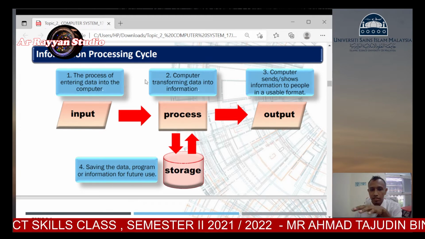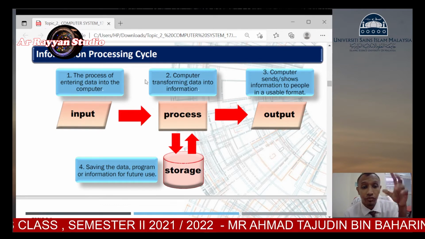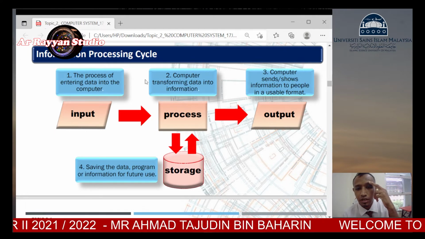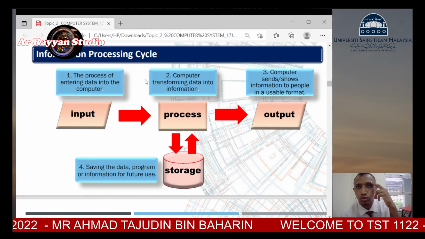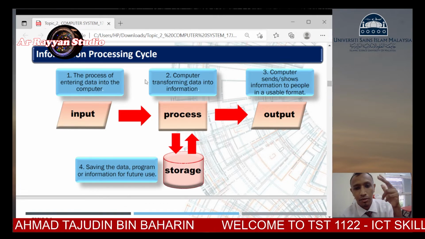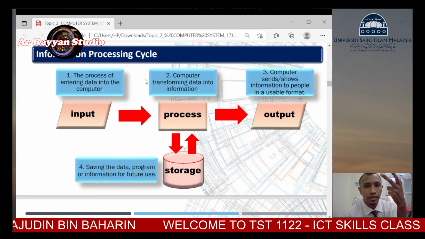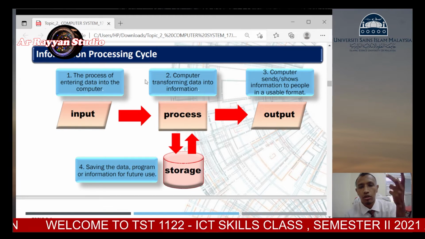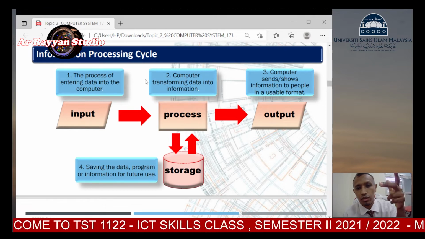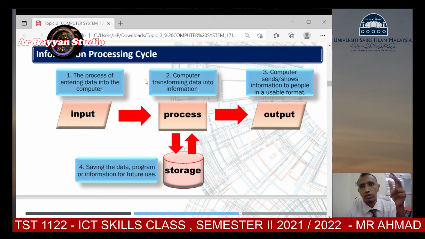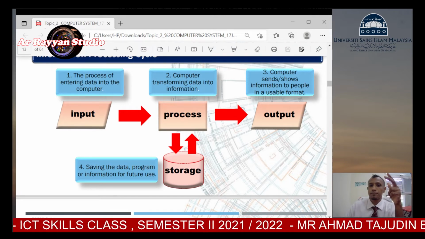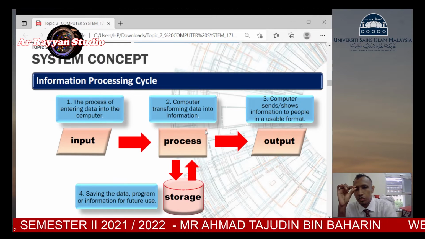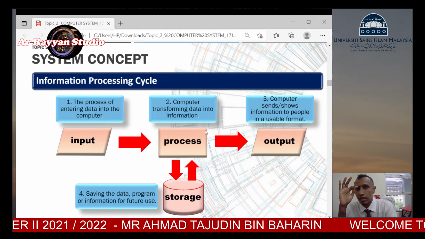Alright, so actually the process cycle only has 3: input, process, and output. Sometimes storage also we call it as output, because on the output side they have an option whether to save or to show the information to you. So actually it is an option. Okay, so the normal information processing cycle is input, process, and output.